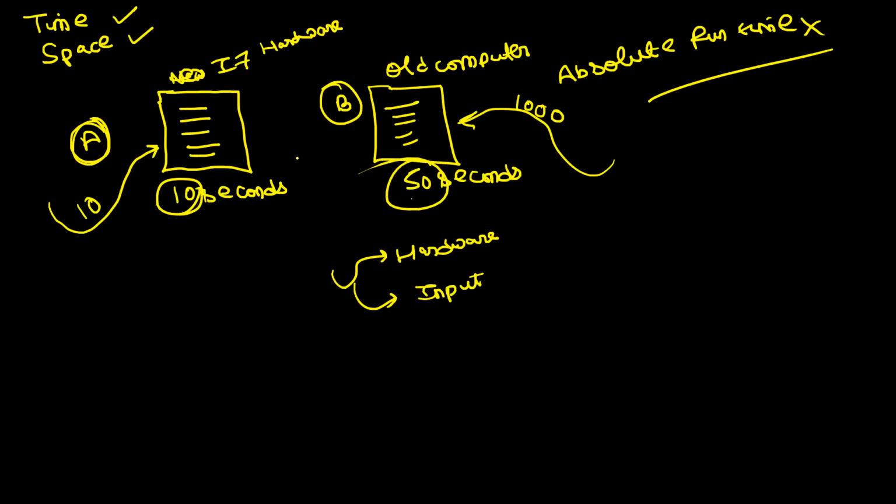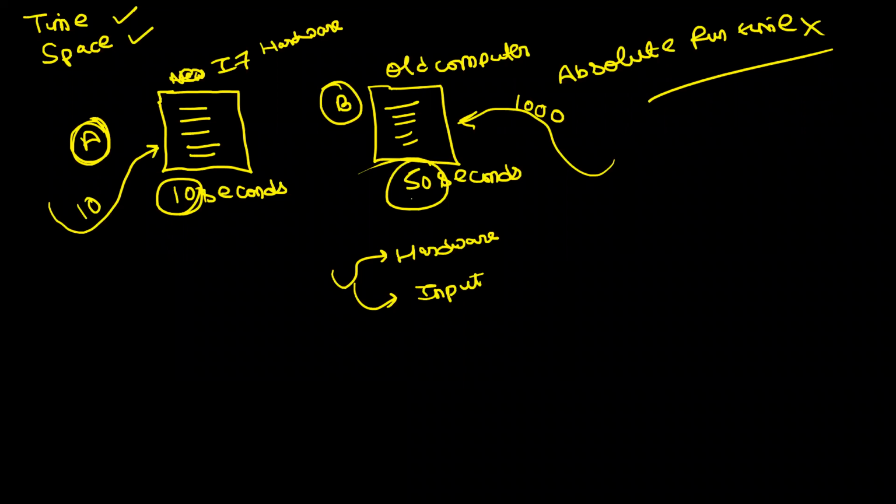Similarly, we never compare the absolute space occupied by a program. Why? Because maybe in Java, an integer can take 4 bytes. In C++, a character can take 1 byte. In Java, a character can take 2 bytes. So different programming languages and different architectures can have different memory usages. So definitely comparing the absolute time and space is not an option for us.